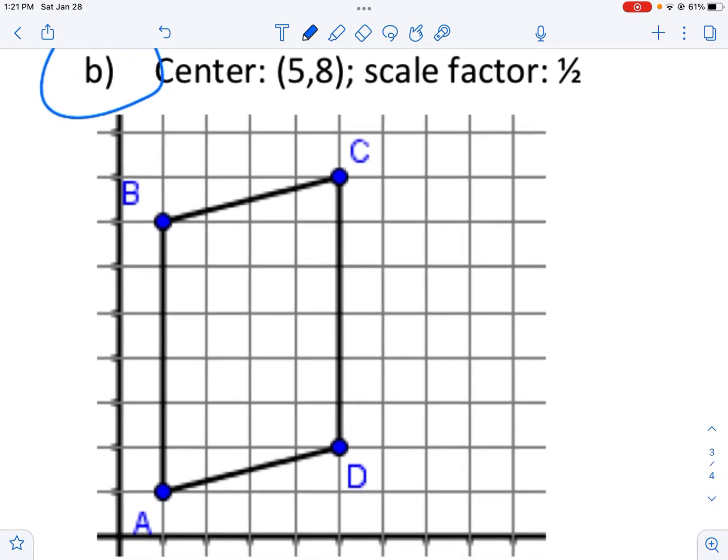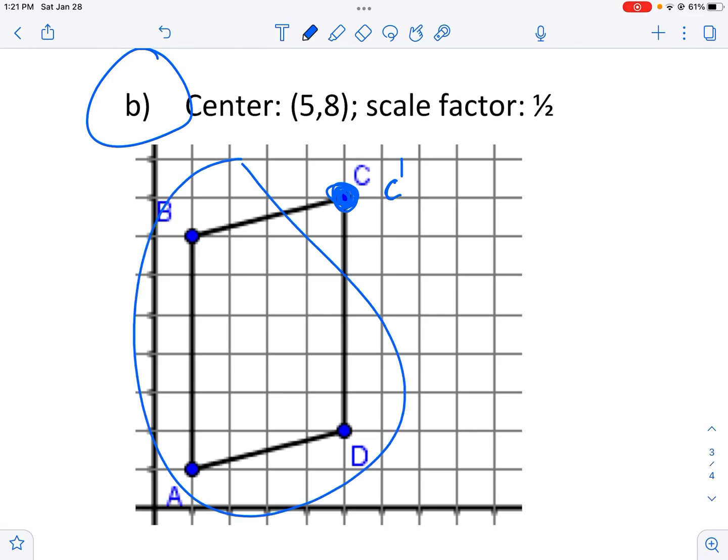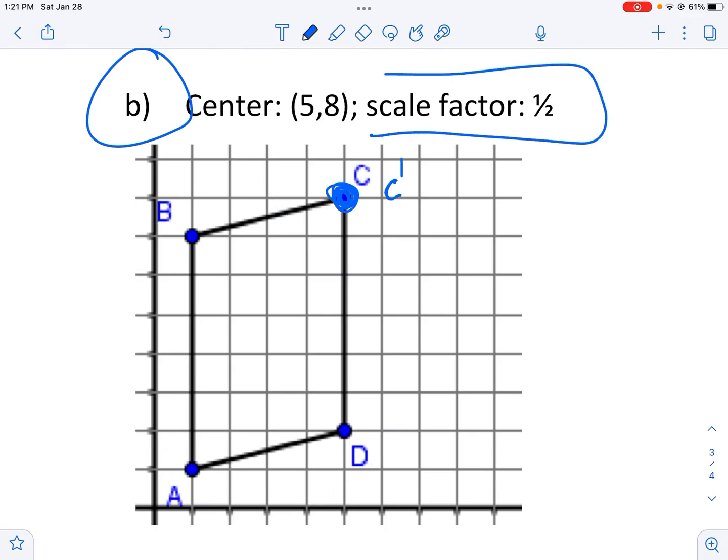I'm going to go to example B. So in example B here, our center of dilation is at 5, 8, which, if I count correctly, I believe is right here. This is going to be my center of dilation. So C is on there, so C is just going to stay there. It's not going to go anywhere. But all of these other points are away from it, and we need to times those distances, or the slope, or the difference, by this scale factor.